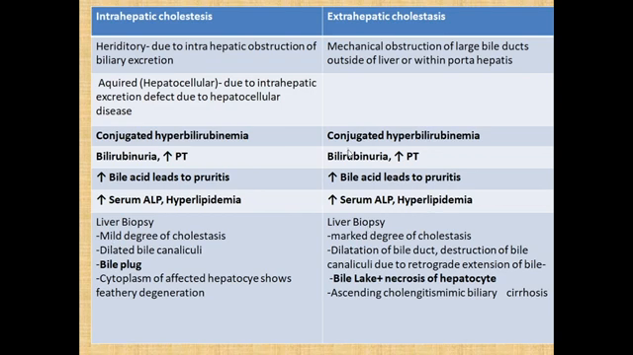Conjugated hyperbilirubinemia in both, bilirubinuria in both, increased prothrombin time in both, increased bile acid leading to pruritus, increased serum alkaline phosphatase and hyperlipidemia. See, there is an increase in serum alkaline phosphatase. It is an enzyme present on the canalicular surface, and there is increased prothrombin time in both.